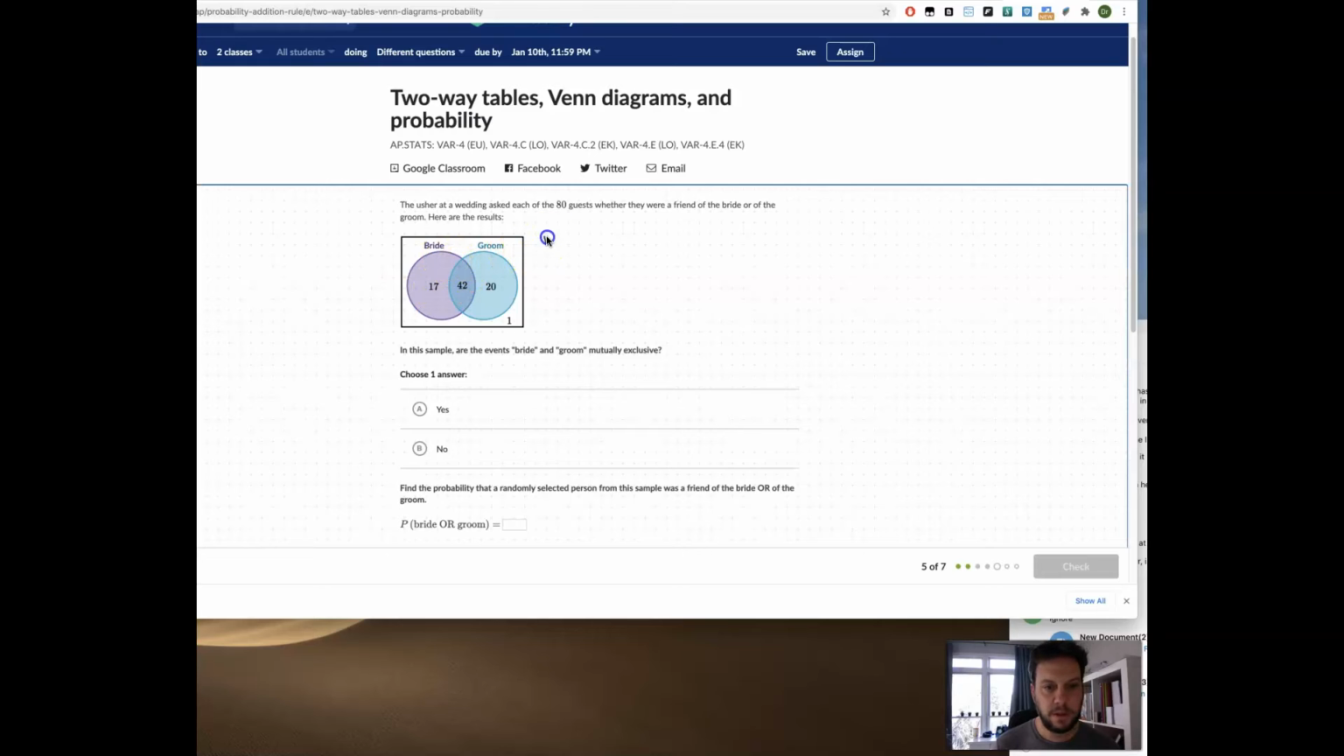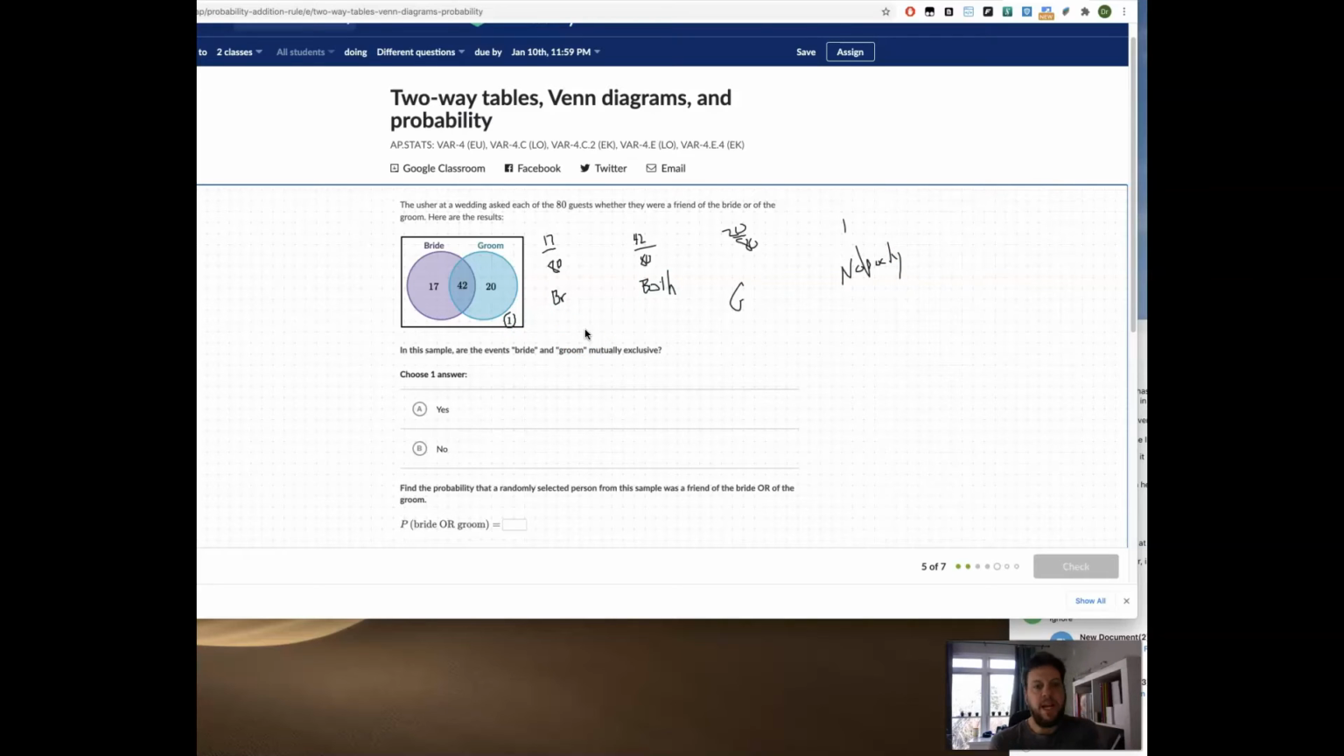So 17 out of 80, what this is saying, 17 out of 80 people were bride only. 42 out of 80 people, so let me put BR for bride. 42 were both. And then 20 were groom only, and there was one person there that didn't know the bride or the groom. So this little weirdo down here, some kind of wedding crasher or something.